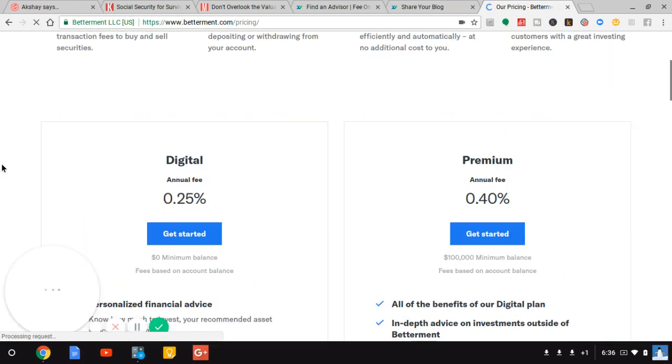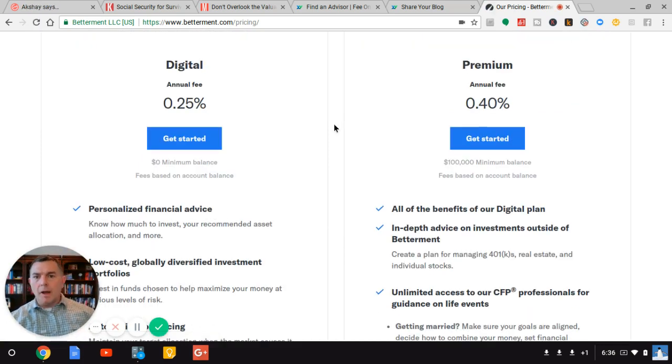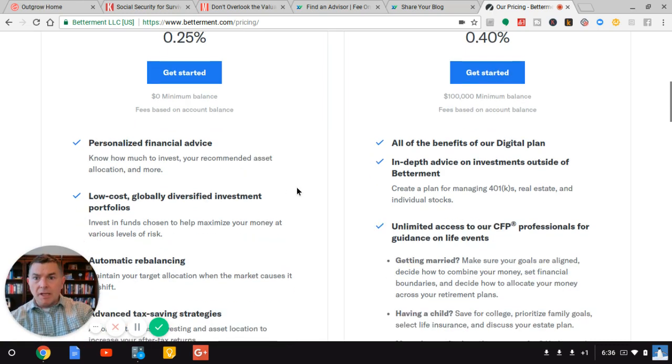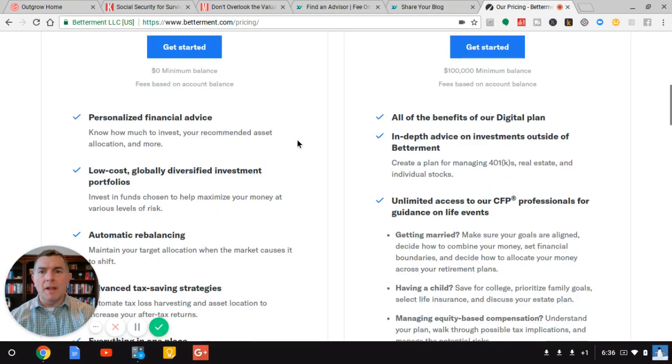So here, for 0.25, you get personalized financial advice, know how much to invest, your recommended allocation, and more. And that's digital. Remember, we talked about the digital investor with Fidelity, Schwab, the Vanguard. I didn't see a digital investor. I saw a hybrid of digital plus a financial advice area, which is 0.35% using Vanguard ETFs, which is going to be kind of like this right here. But I didn't see a solely digital one. I don't know if they even have one, actually.